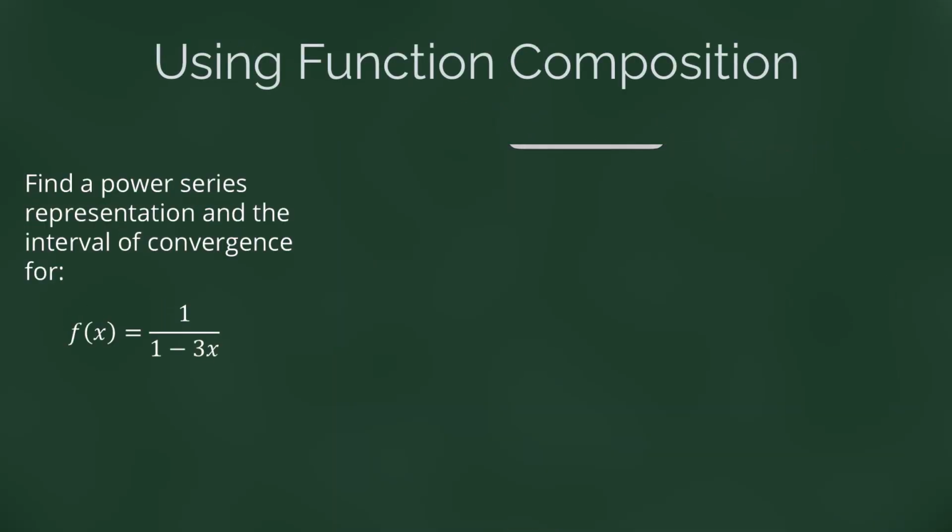All right, let's look at another example. This one looks similar but has some differences. Here we're looking for a power series for the function f of x equals 1 over 1 minus 3x. We're still going to use the fact that the function g of x equals 1 over 1 minus x can be written as the sum from k equals 0 to infinity of x to the k, where x is in the interval negative 1 to 1.